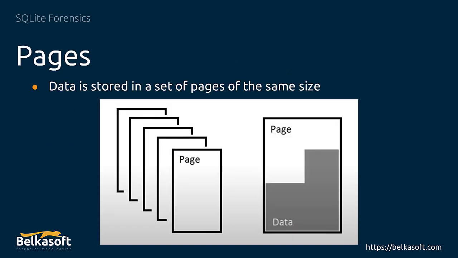First, we will start with pages. Data is stored in a set of pages of the same size. This size is specified when an application that stores the data in SQLite creates the database. Typically, it goes by the power of 2, such as 1024 to 4096 bytes per page. And after the database is created, the application cannot change the size of these pages.